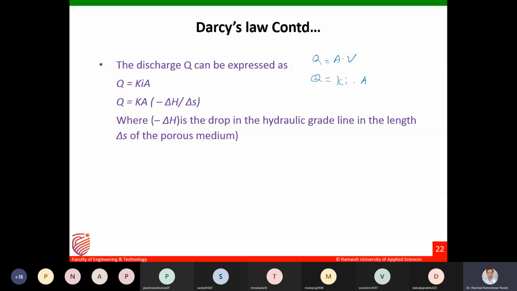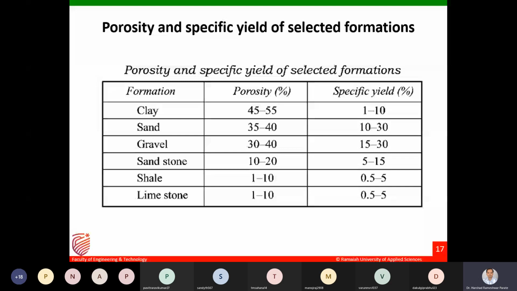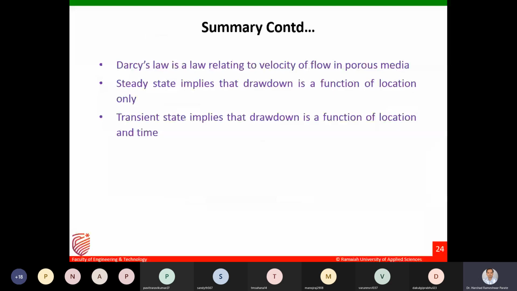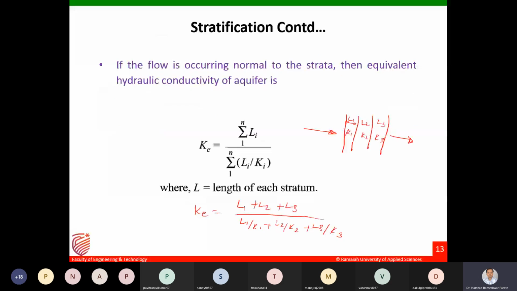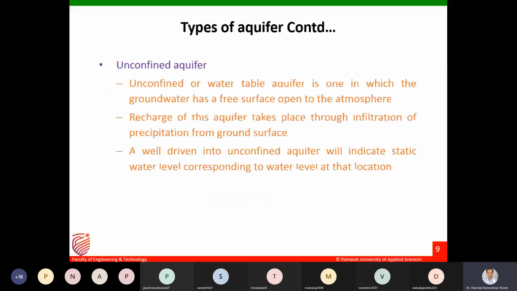Okay, clear? The aquifer properties. Anyone has any doubts? No, sir. Okay. So these properties you should study. Small questions can come, like explain transmissibility or explain the specific yield or storage coefficient. You should be able to write. And also in this session you should study stratifications, as sometimes a numerical can come. In the theory part you can study what confined and unconfined aquifers are and the types of water bearing layers.